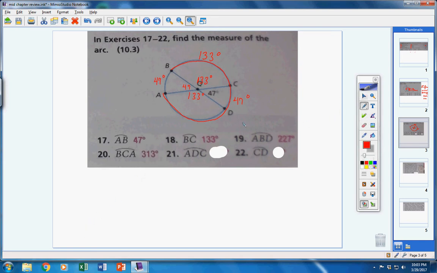All right, let's find the measure of arc ADC. So from A to D to C, well, this central angle is 133. So arc AD is 133. So I'm going to take 133 plus 47. That will give me 180. Also, another way to do that is AC is obviously a diameter, and a diameter is half a circle. So you know from A to C has to be half a circle, which is 180. But either way is fine, whatever method you want to use. And lastly, arc CD. Well, we already know that's 47 degrees.